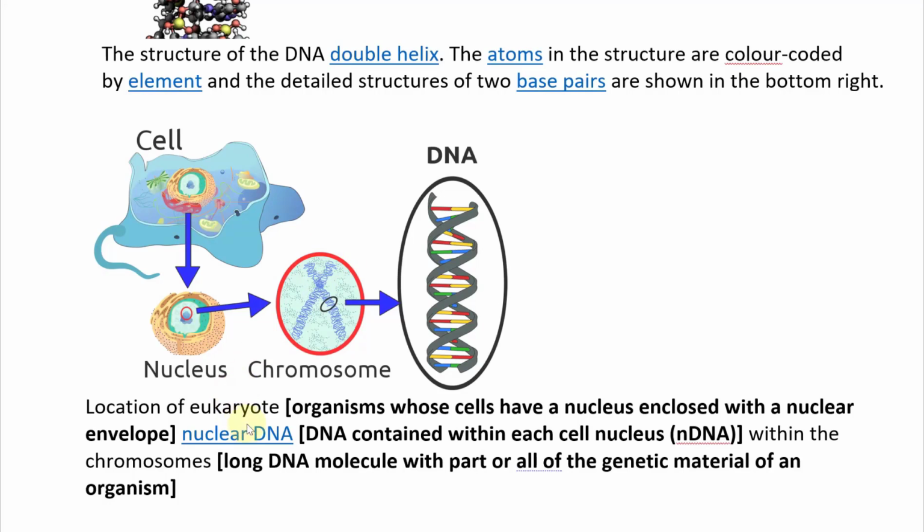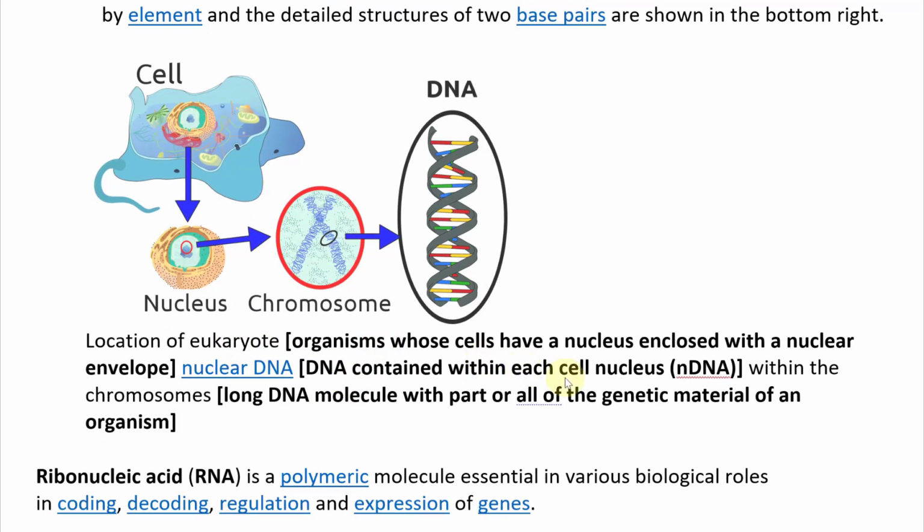So location of eukaryotic, which are organisms whose cells have a nucleus enclosed with a nuclear envelope, so this is location of eukaryotic nuclear DNA, where nuclear DNA is DNA contained within each cell nucleus. Within the chromosome, which is a long DNA molecule with part or all of the genetic material of an organism, and there's how the chromosome looks like.